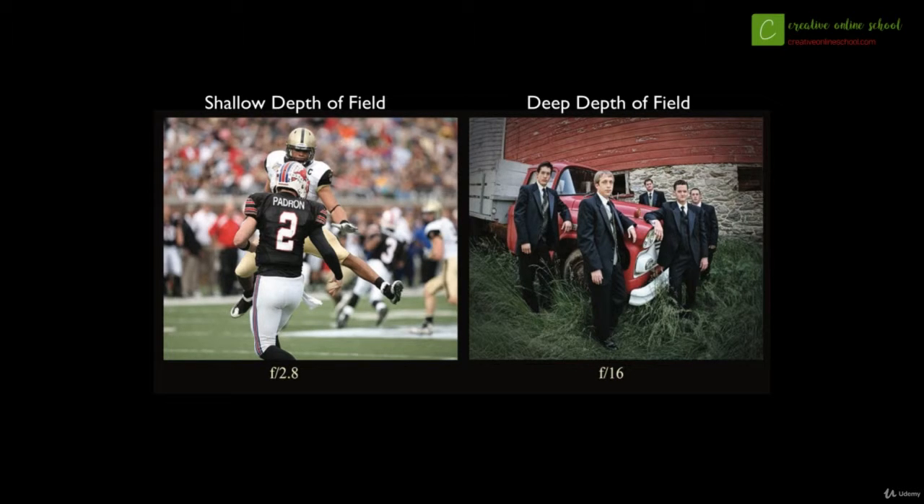The visual on the right is a deep depth of field, and that was taken at f16. So the grass in the front, all the groomsmen, and even the barn behind are in sharp focus, and that's called a deep depth of field. So consider from the camera's point of view, all the way back to the furthest part of the image, how deep into your image is something in focus. A shallow depth of field is where you have a shallow area of focus, and conversely, a deep depth of field, you have a deep area in focus.